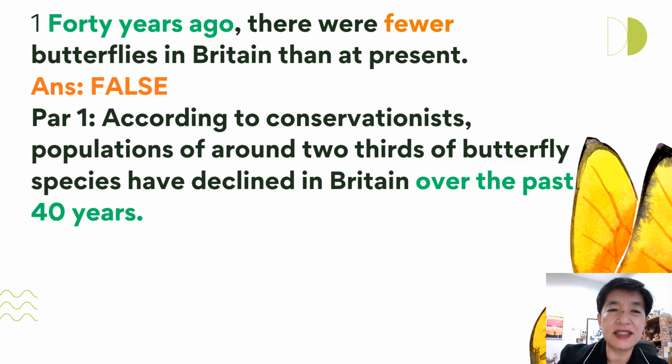When you say 40 years ago, the decline happened 40 years ago and that's it. It stopped. But over the past 40 years, it means the decline has been happening over the past 40 years, maybe every year in the period of 40 years. And that's why the answer is false.